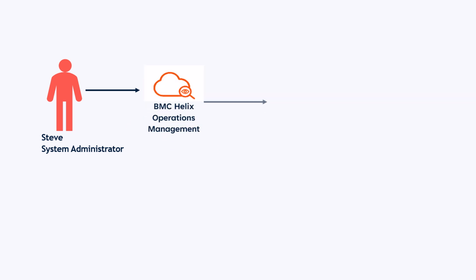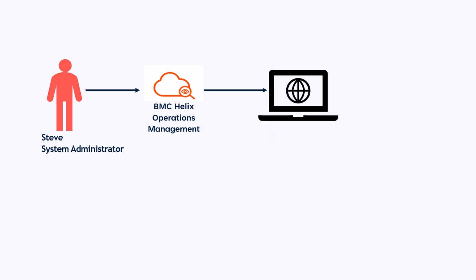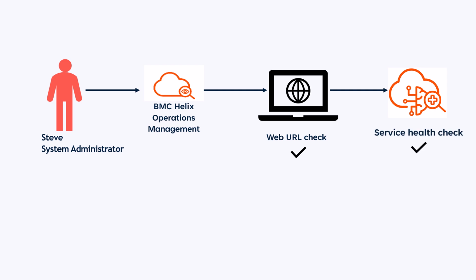To capture availability data, Steve configures web URL checks by creating a URL monitoring profile in BMC PATROL for synthetic monitoring. The results are then reflected in BMC Helix AI Ops as part of the overall service health. Let's see how Steve sets up monitoring for web URLs.